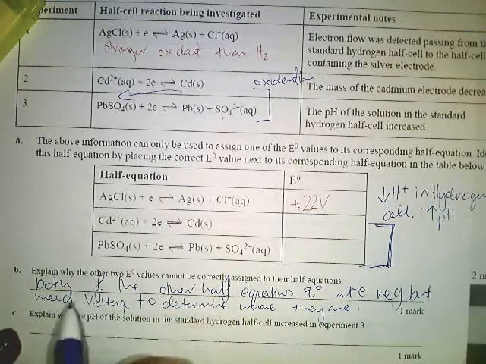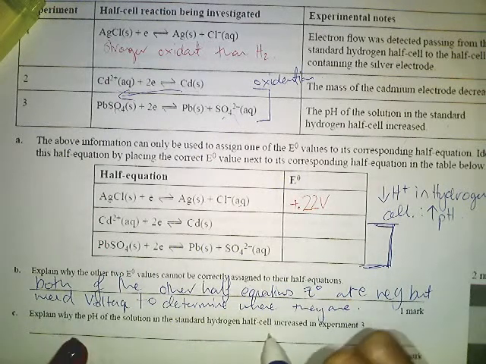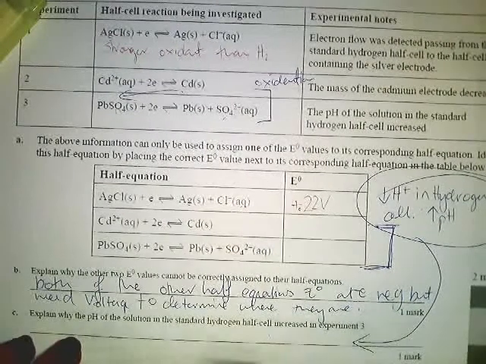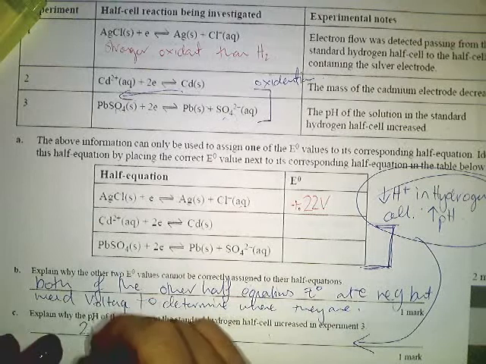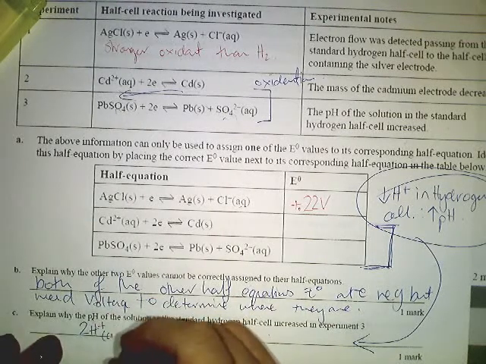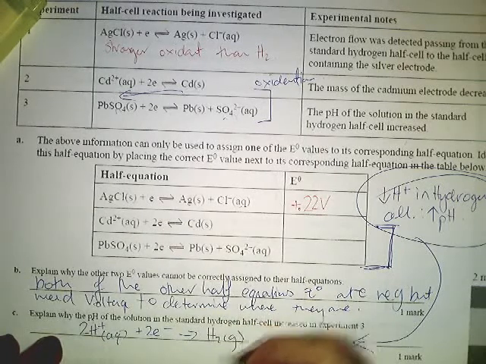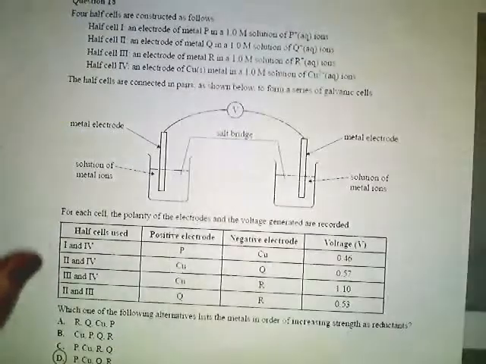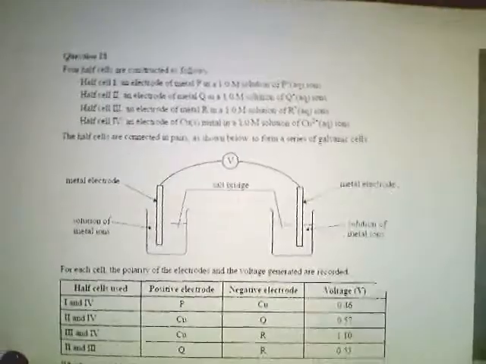Okay. Next one, explain why the pH of the solution changes. Okay, so that's that answer there. Because we have H2, which is reduced, we decrease the H+ and increase the pH. Now this one, let's just try not to look at that yet.